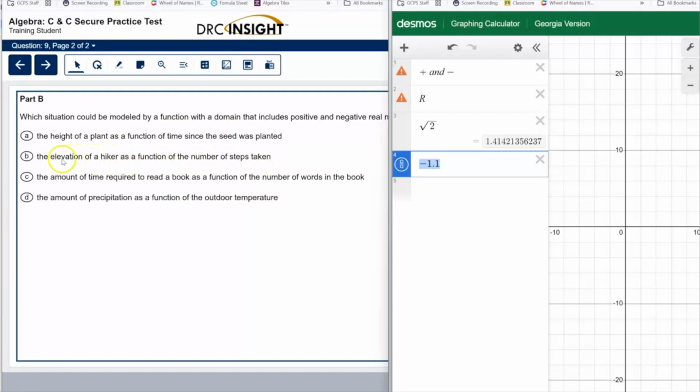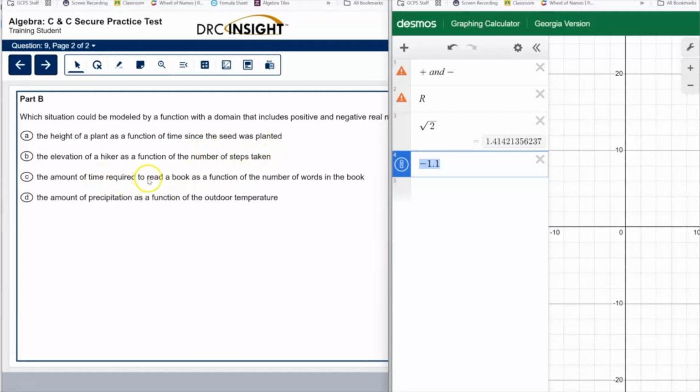So hiker, the elevation, sorry, not evaluation. The elevation, how high up the hiker is as a function of the number of steps taken. When I take steps, do I take 1.5 steps? No, but even if you're going to argue with me about taking 1.5 steps, we're looking for positive and negative. Can I take negative 1.1 steps? No, and please don't tell me you're walking backwards, because you're not. Walking backwards is not negative 1.1 steps. You're still taking one step, just backwards, okay? So no, this is not positive and negative real numbers.